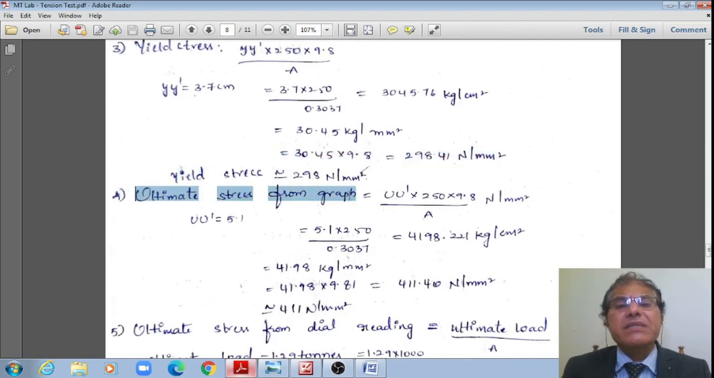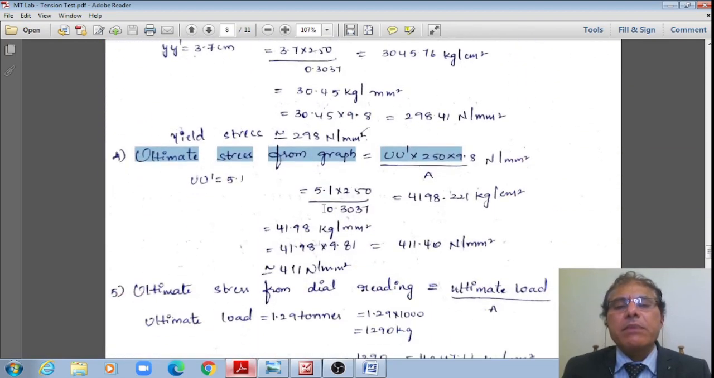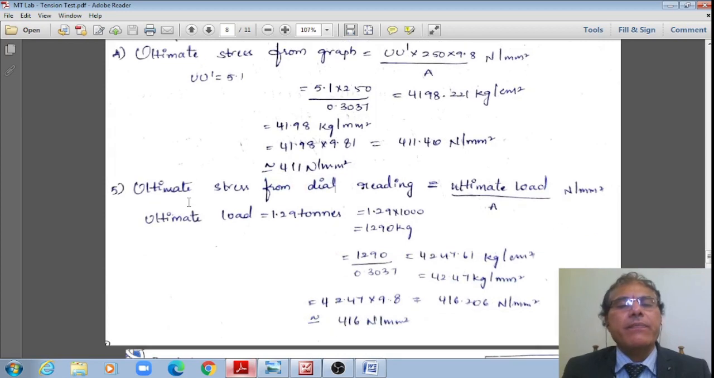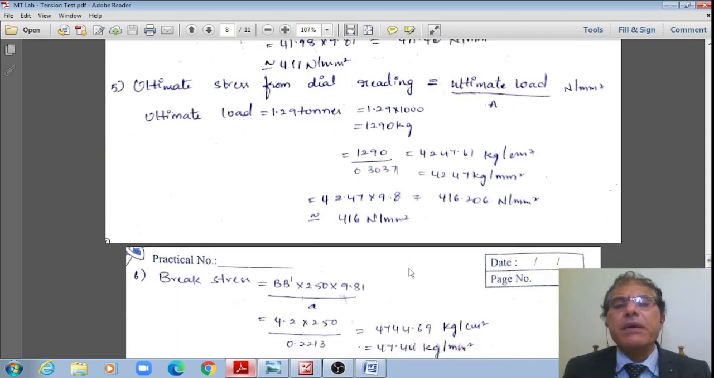Similarly, the ultimate stress from the graph, right, is equal to UU prime multiplied by 250 divided by area. However, UU prime is 5.1. Therefore, that multiplied by 250 divided by 0.3037 works out in kg per centimeter square, that multiplied by 9.81. Therefore, now I'll get around 411 Newton per mm square. And also, you have noted the ultimate load from the experiment, which is noted as 1.29 tons. Therefore, it is equal to 1290 kg. Hence, the ultimate stress from the dial gauge reading is equal to that ultimate load divided by area. Therefore, 1290 divided by 0.3037 works out, say, around 416 Newton per mm square, right?